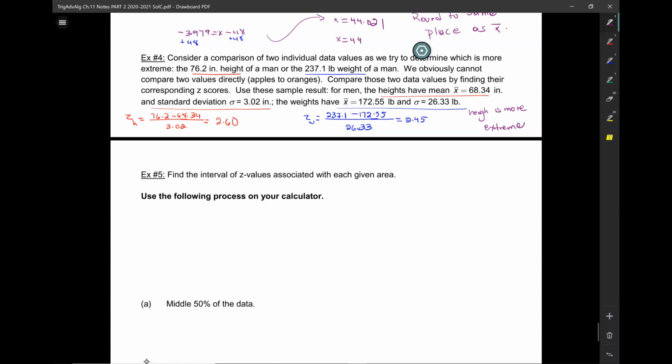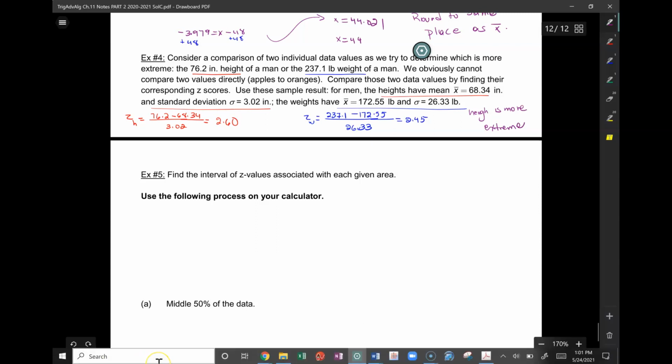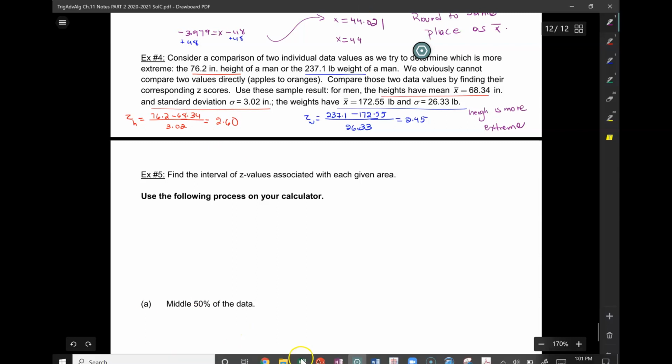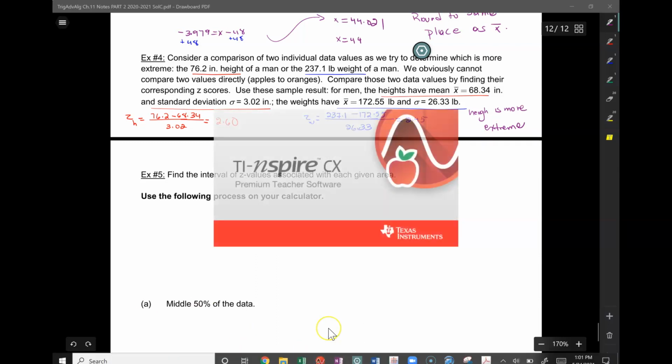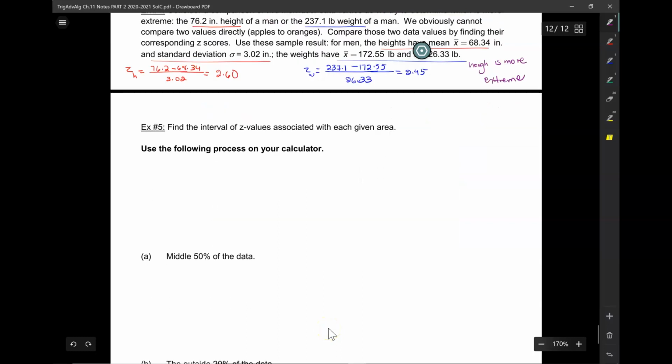All right. For what we're going to do next, you need your graphing calculator, so let's go ahead and take those out. What we want to find are the interval of z values. Interval means a range, right?